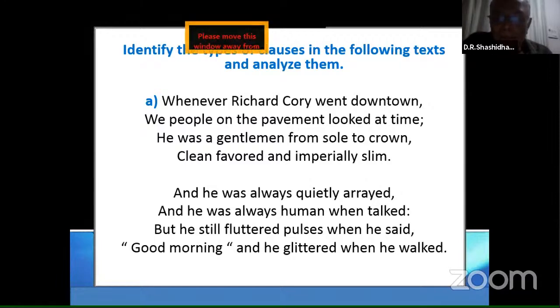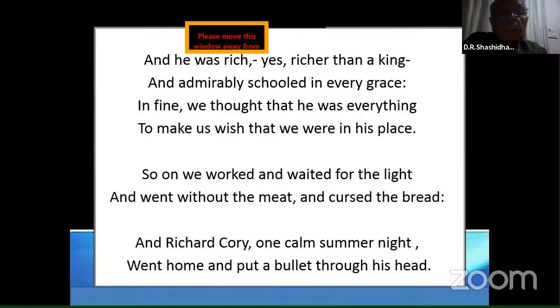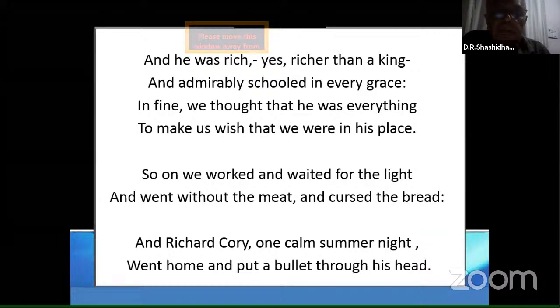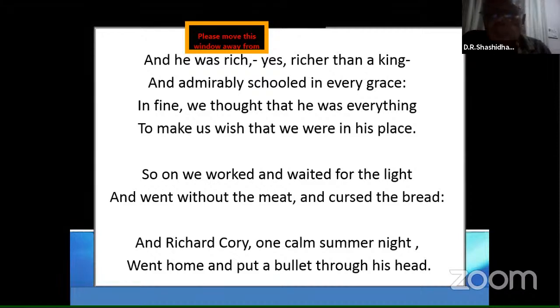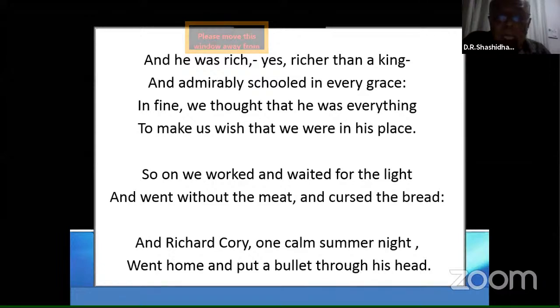Next. Further. And he was rich. Yes, richer than a king, and admirably schooled in every grace. In fine, we thought that he was everything to make us wish that we were in his place. So on we worked and waited for the light, and went without the meat and cursed the bread. And Richard Corey, one calm summer night, went home and put a bullet through his head.